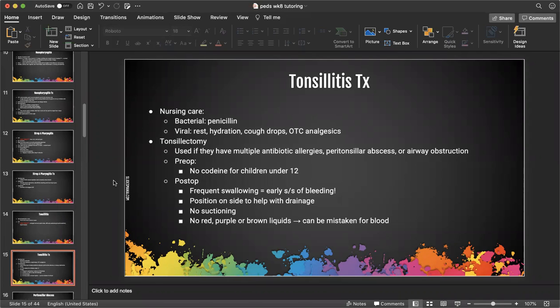Post-op, some things to really look out for are that frequent swallowing is an early sign and symptom of bleeding. So if you see the child is constantly swallowing, you need to think in your mind, hey, they might be having some excess bleeding. You want to position them on their side to help with drainage, no suctioning for these patients, and try to avoid red, purple, and brown liquids because they can be mistaken for blood.